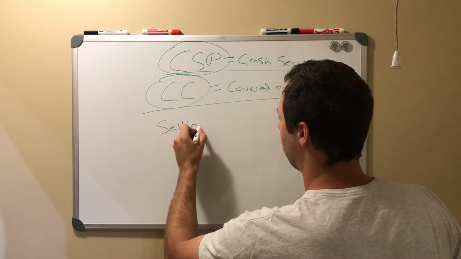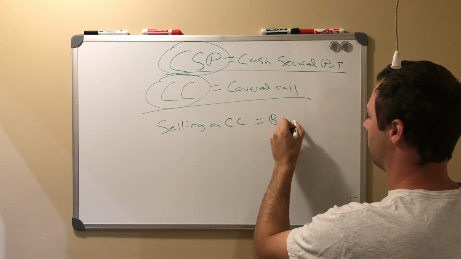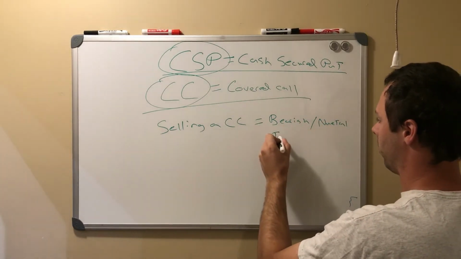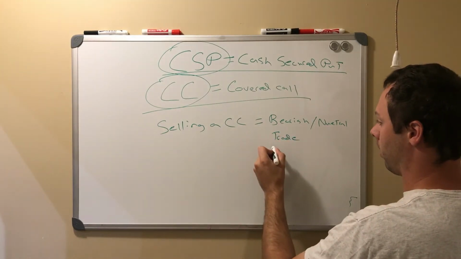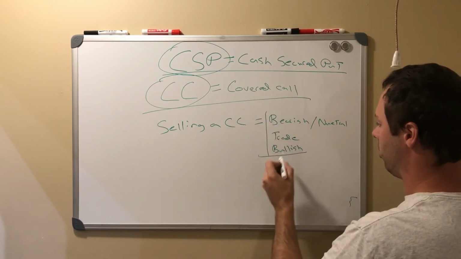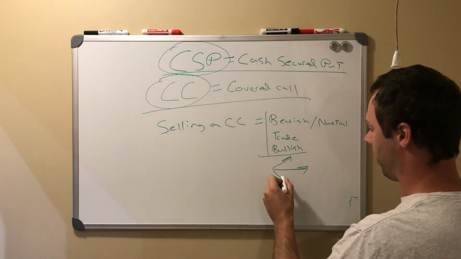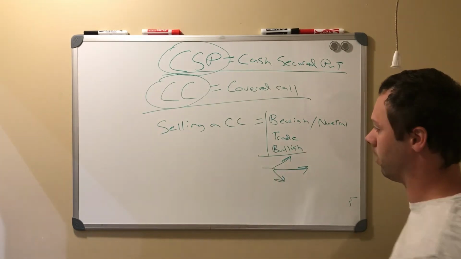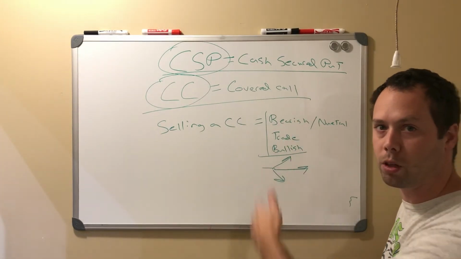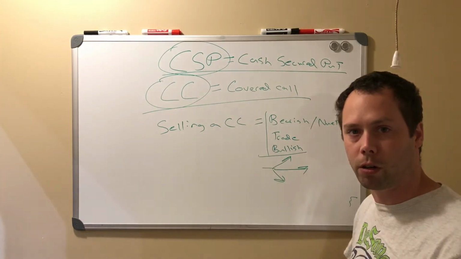But basically, selling a covered call is usually a bearish to neutral trade. I also like it for bullish. So you can use it for all three vectors that a stock could go in. That's just the position you'll take on the stock. Well, I'm mildly bullish to neutral, and maybe it can go down. There's lots of ways that a covered call can work for you.